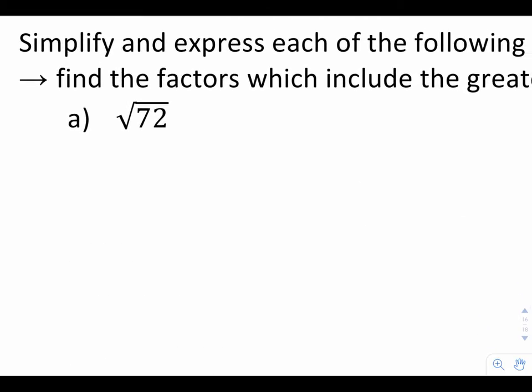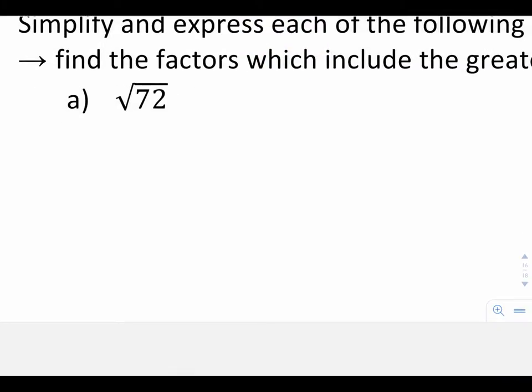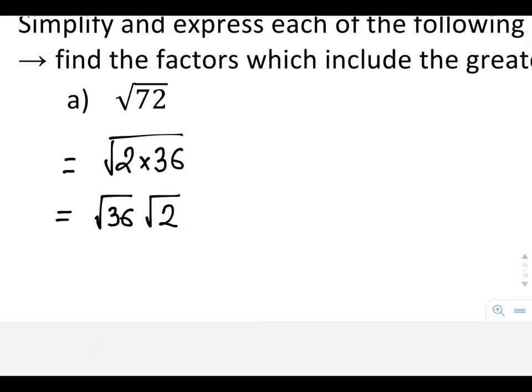What I'm always trying to look for in every case when I want to simplify something like this are perfect square factors. So in this case, I know 72 is, if I want to break it down, the product of 2 and 36. The reason why I chose 36 is because 36 is a perfect square. So if I break this up, I'm actually going to put the 36 first and then the root 2. I end up with 6 root 2. And the root 2 can't be simplified further, so you are done.